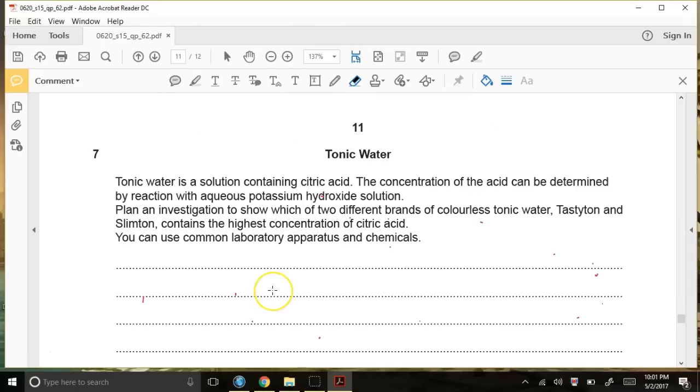So there you go. Let's have a look at the last question in this exam. This is question number 7. It talks about 2 different acid solutions, Tastyton and Slimton, which you're going to react with potassium hydroxide, which is a base. The objective of the question is to figure out which one is more concentrated. There are 2 approaches you could think of.